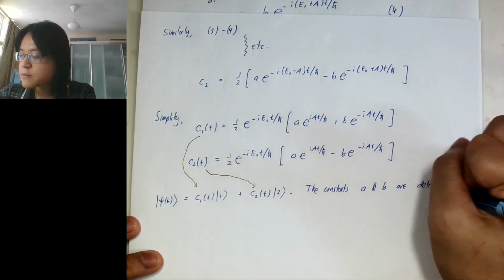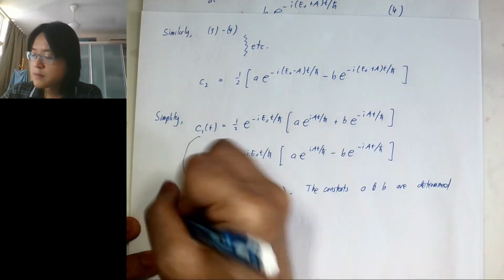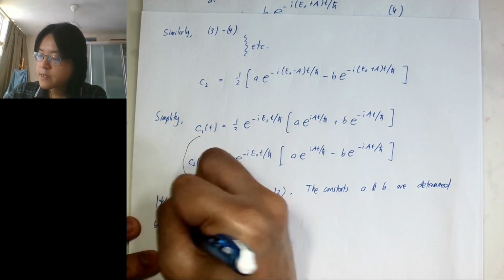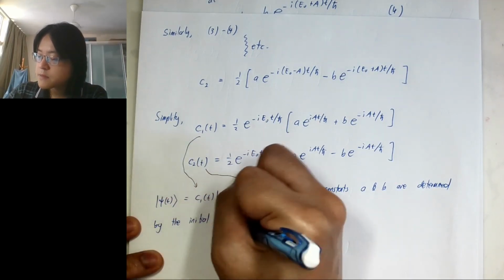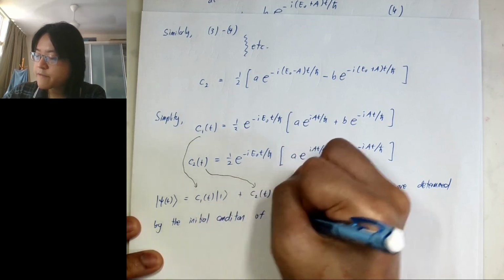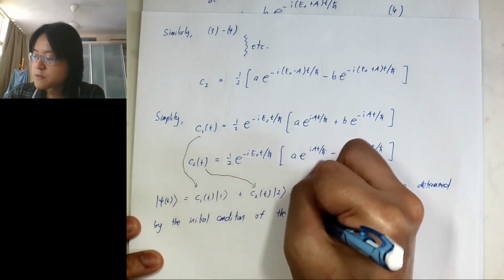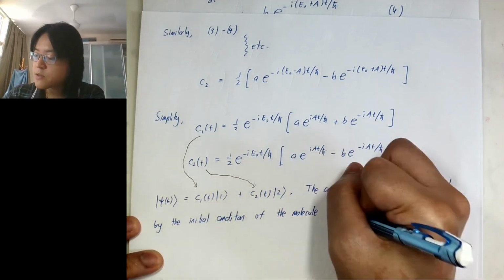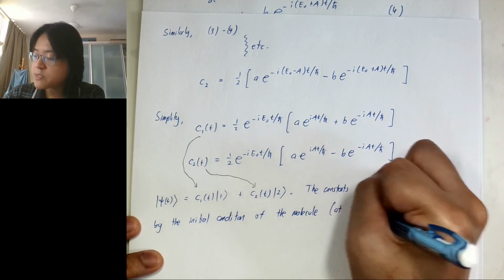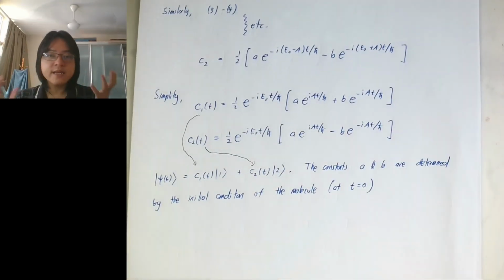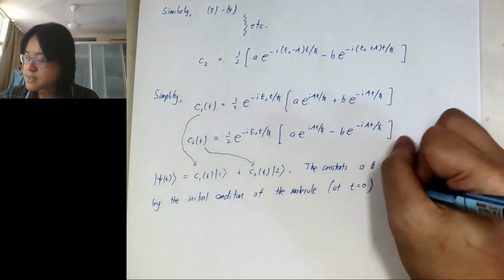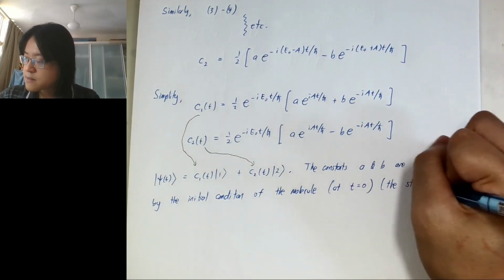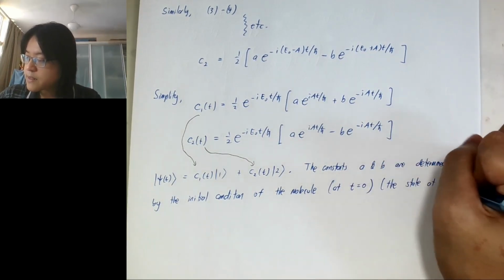Determined by the initial condition of the molecule. So what we're talking about is what happens to the molecule at time 0. What is the state, or in other words, the state at t equals 0.